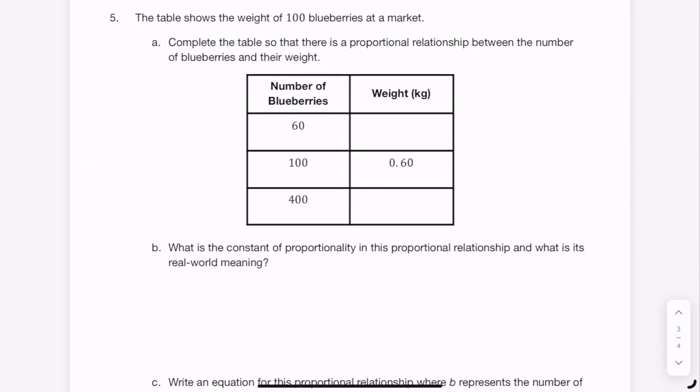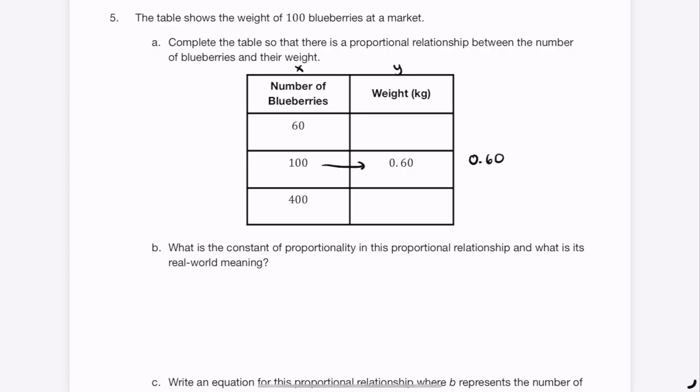Question 5. The table shows the weight of 100 blueberries at a market. Complete the table so there is a proportional relationship between the number of blueberries and their weight. So we have this table, and I need to find the constant of proportionality. In this situation, I'm thinking of my blueberries like my x and my weight like the y. To find the constant of proportionality, we're trying to figure out 100 times what is 60 hundredths, or 0.60. So to figure that out, we can do y divided by x.